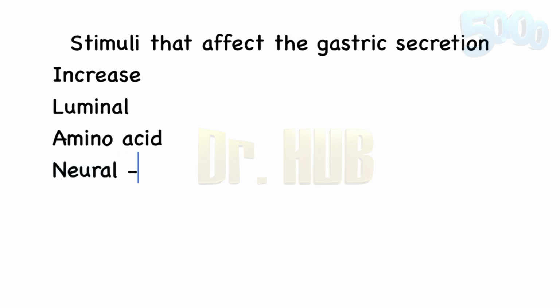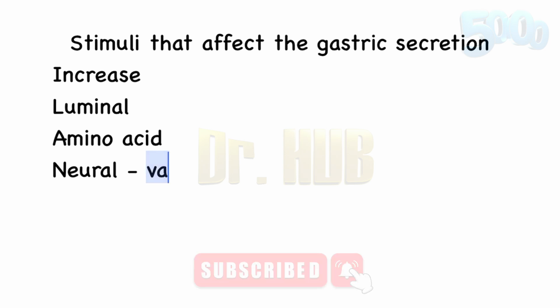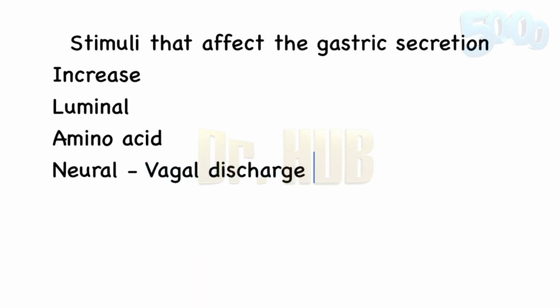Next is the neural. The neural is the increased vagal discharge by the GRP. So there is vagal discharge, the vagal discharge is increased, and this is via the GRP. So the first one is the luminal, that's the peptides and the amino acid. Next was the neuronal, the increased vagal discharge via the GRP.